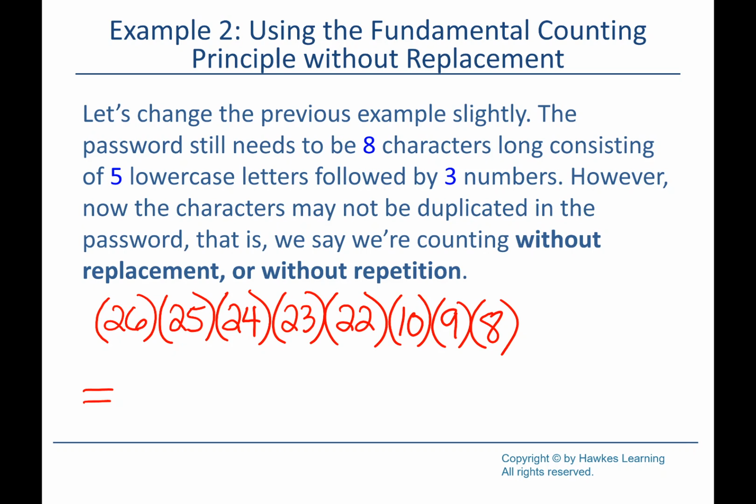But let's look at the pattern we've got going on here. If we're doing without replacement, every time we go to the next one, we're going down by 1 number. That kind of pattern ends up happening a lot. So we have a notation that we use to write that down. Like if we wanted to do 3 times 2 times 1, or 4 times 3 times 2 times 1.